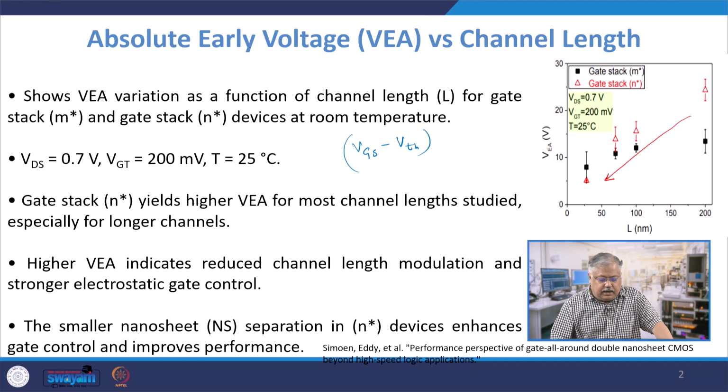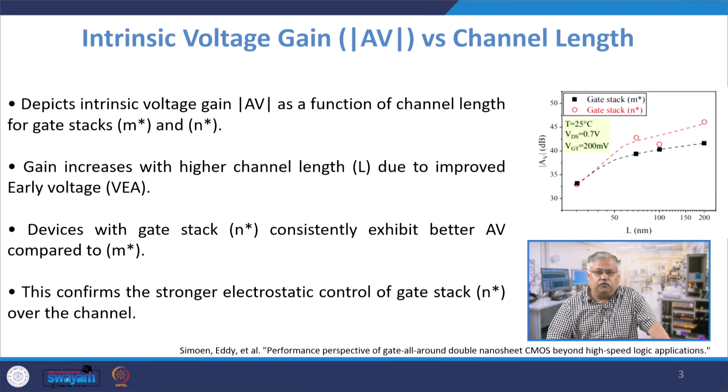Now, if you look at the gate stack, these are for two types of gate stacks, this one for M star and this one for gate N star. For a lower channel length, the difference between the two gate stacks doesn't mean too much. They are almost the same in terms of early voltage, but the early voltage becomes much larger at higher channel lengths. This is primarily because at lower channel lengths, because of lambda or channel length modulation phenomena, you have these variations taking place here. And smaller nanosheet separation also enhances the gate control and therefore improves performance.